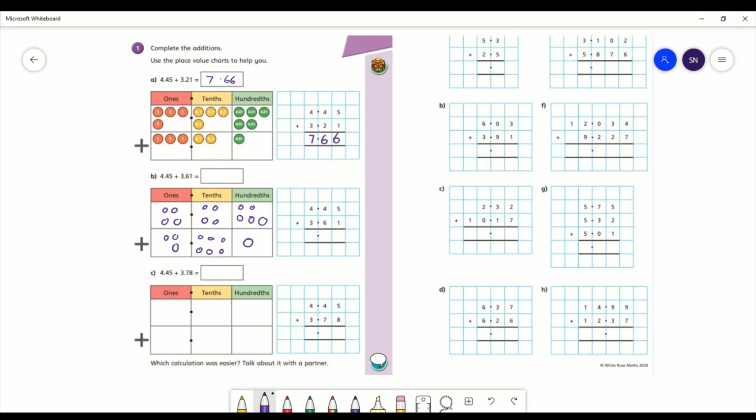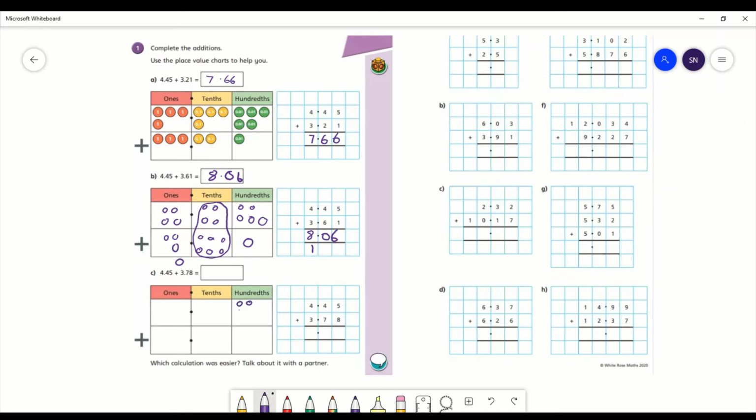Okay, so let's do the addition. So I've got 5 add 1 is 6. This one, 4 add 6 is 10. Okay, so that's going to be enough there to exchange 1 there, and you'd have 0 in there. So I'm going to have a 0 there. 1 is exchanged. I've got 4 add 3 is 7, plus that 1, that's 8. So it's 8.06.